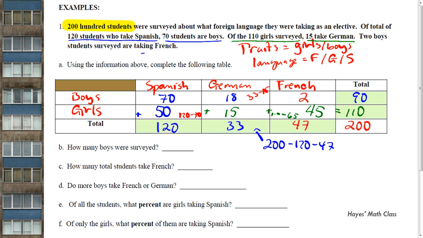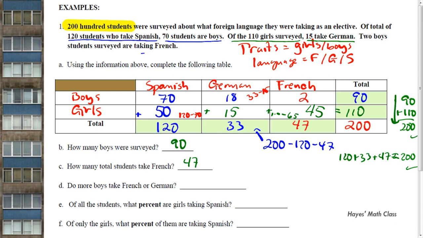Okay. Now check here. Going down this way, 90 plus 110 equals 200. Check. Check going across. 120 plus 33 plus 47 equals 200. Check. And then you can start filling out the answers. How many boys were surveyed? Ooh, let's see. Boys, total, 90. Ta-da! How many total students take French? French, total, down, 47.